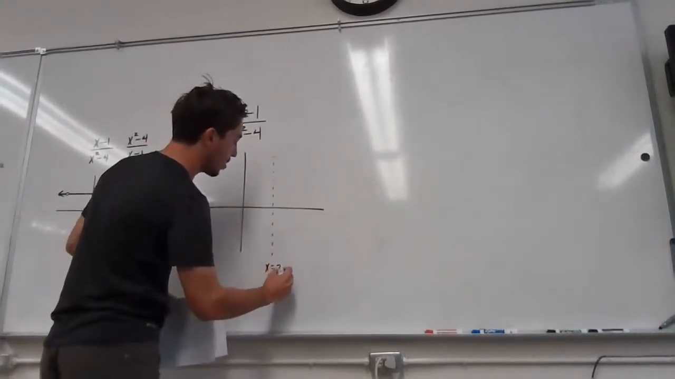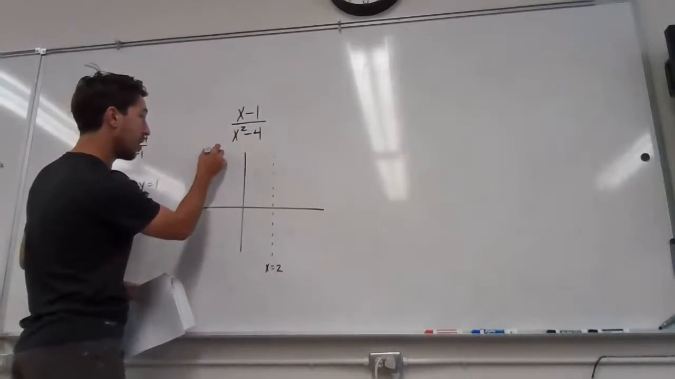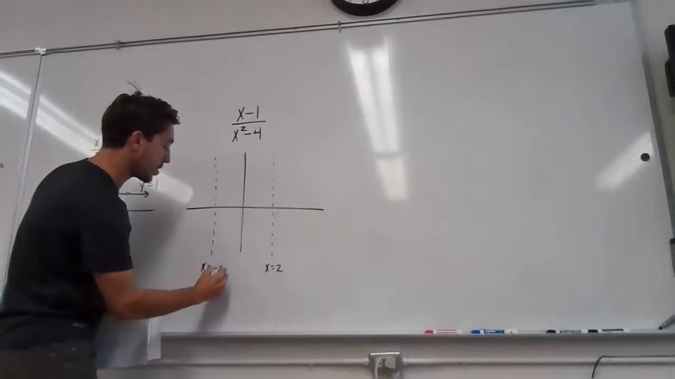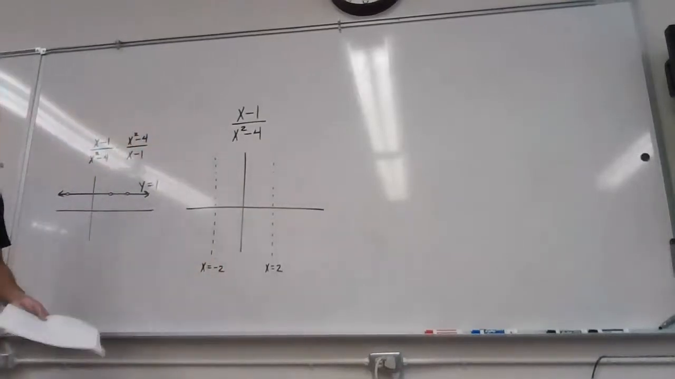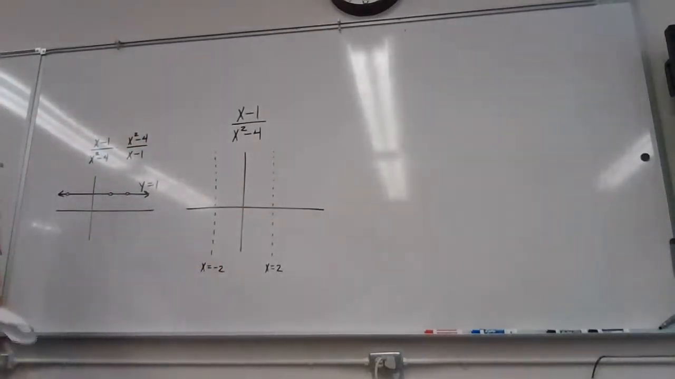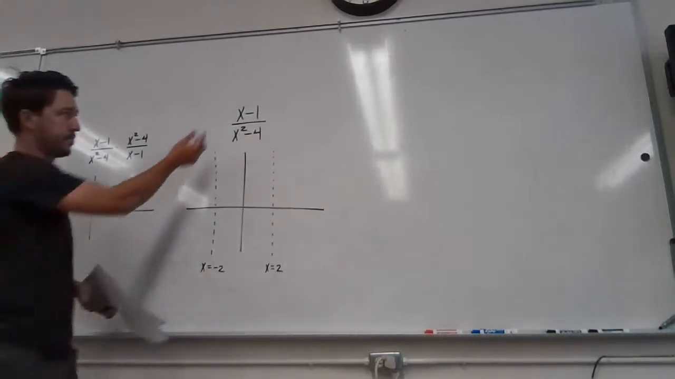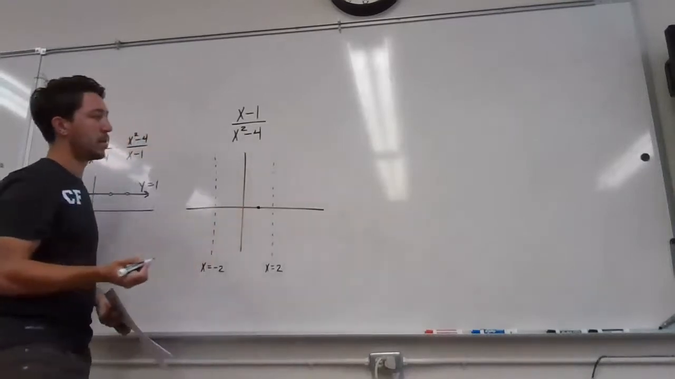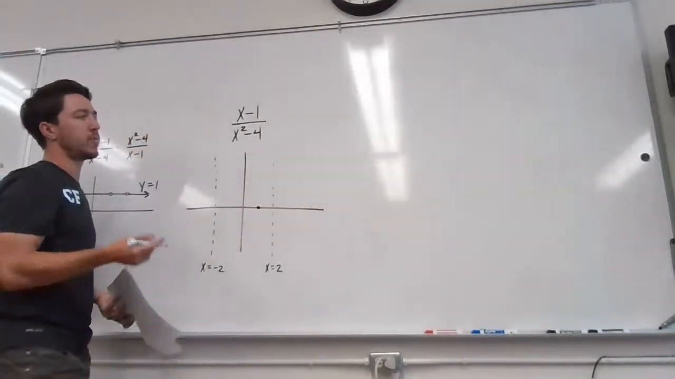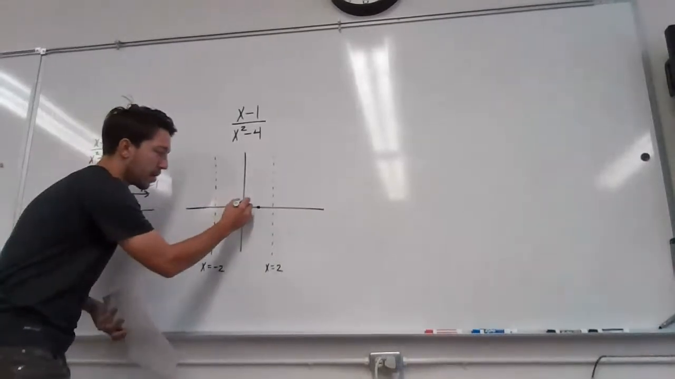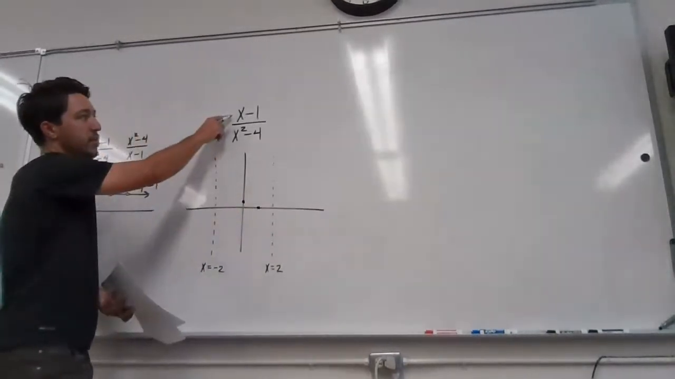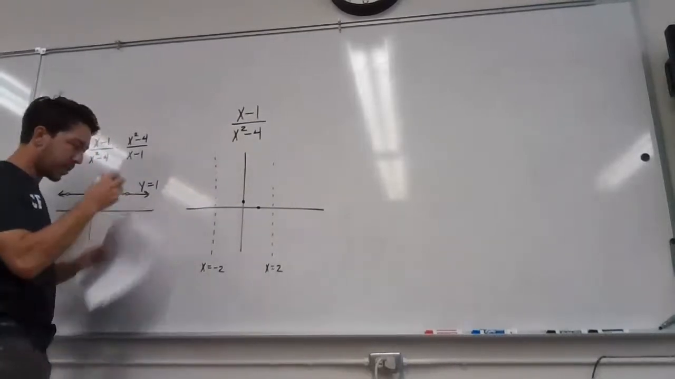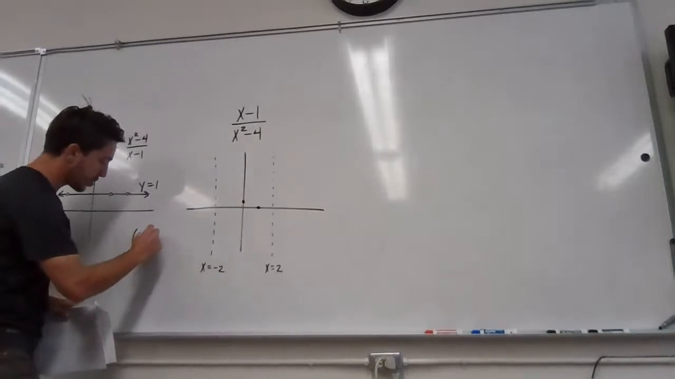We got a vertical asymptote at 2 and a vertical asymptote at negative 2. Fair enough? What happens at 1? X-intercept. Where's the y-intercept? 1/4. Positive, right? Because you have negative 1 over negative 4. So make sure you list that all out on the right-hand side: 0 gets me 1/4.